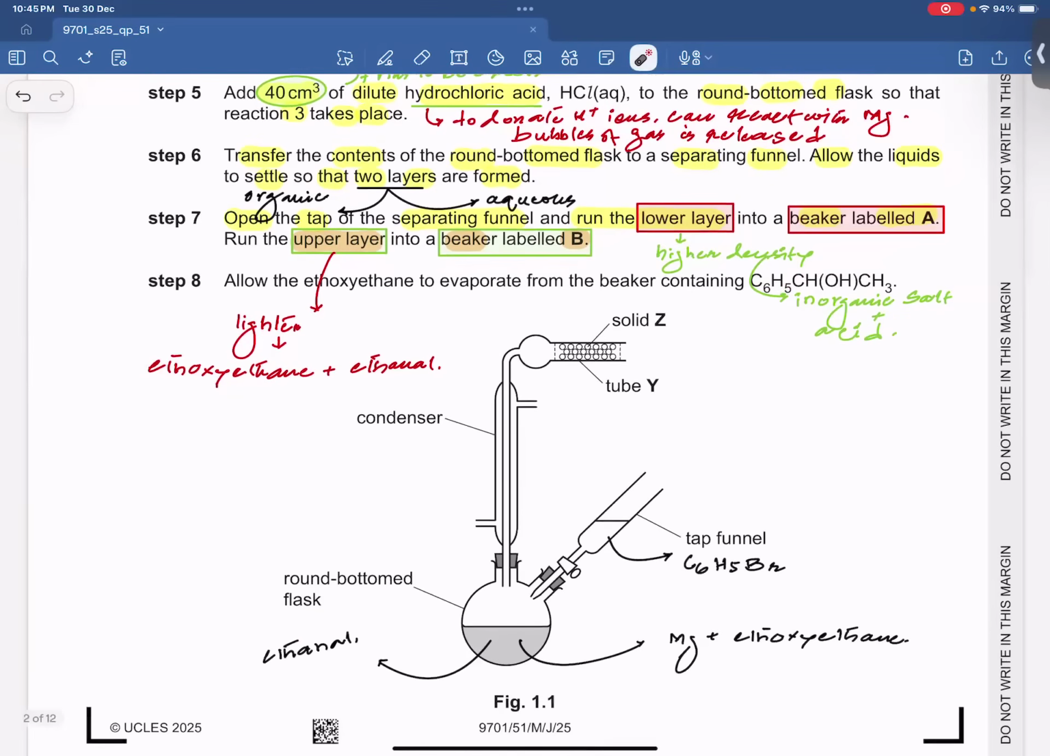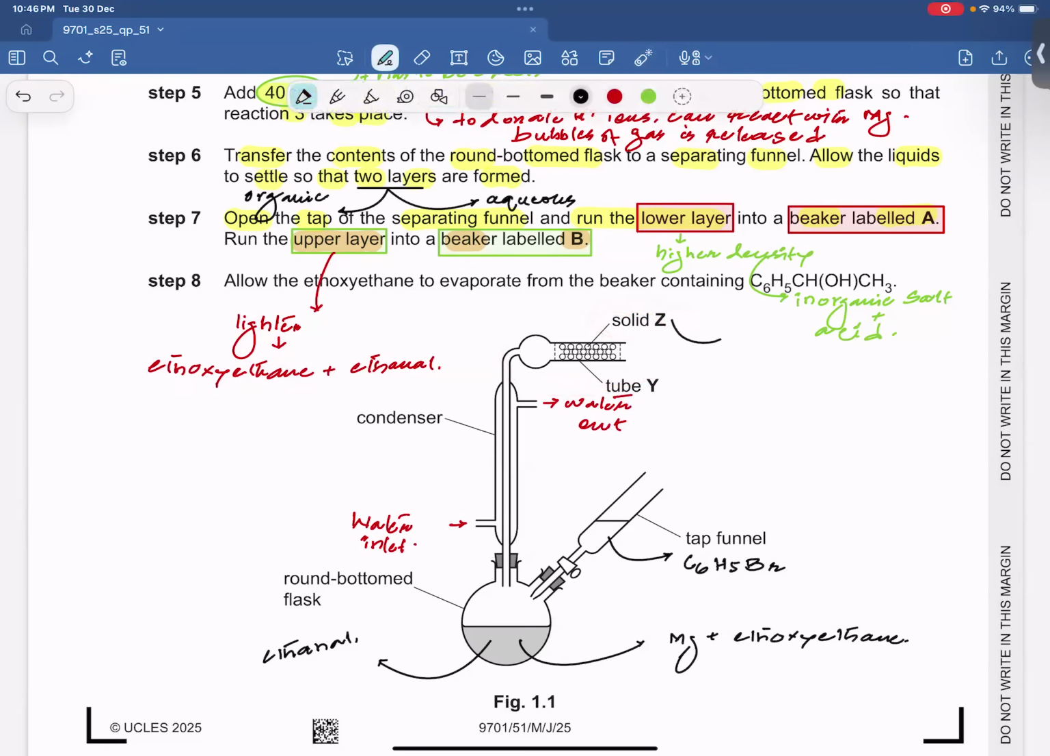Okay. This is going to be the condenser, and the condenser has two outlets, this one and that one. This one indicates water inlet, this one indicates water outlet. Let me label that. This is water out, and this is water inlet. Okay. This is tube Y. All right. This tube Y contains solid Z, and this solid Z is basically a drying agent, and the drying agent could be anhydrous calcium chloride.